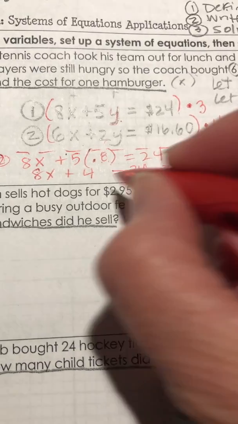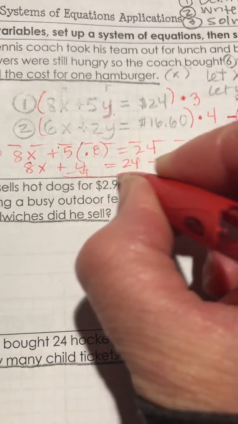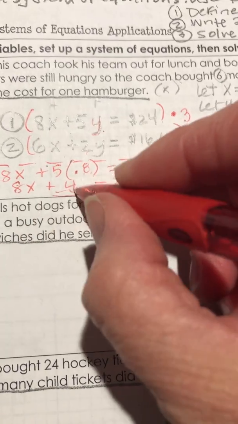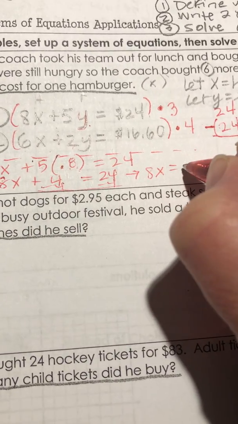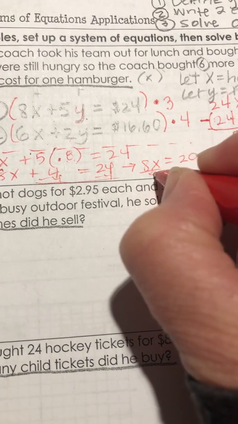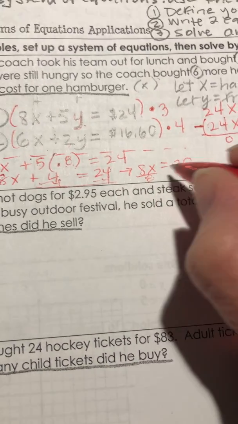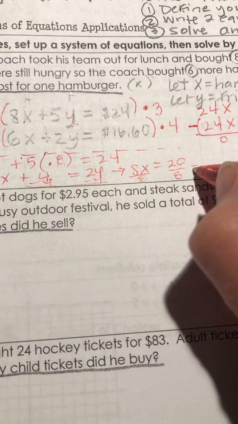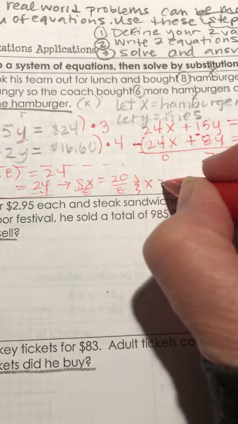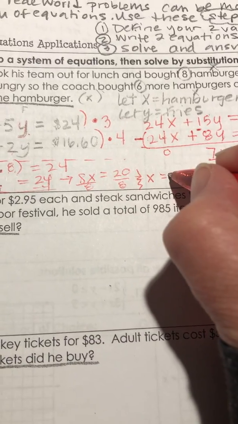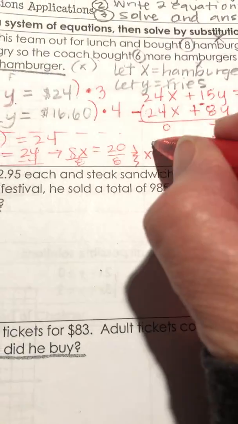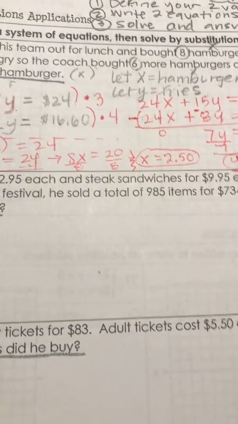Now I'm going to subtract 4. Subtract 4, so I'm going to end up with no 4s here, but I'm going to end up with 8x equals 20. And if I divide both sides by 8, then I'm left with x, finally. x equals, well, 20 divided by 8 is actually $2.50. So that is my x.